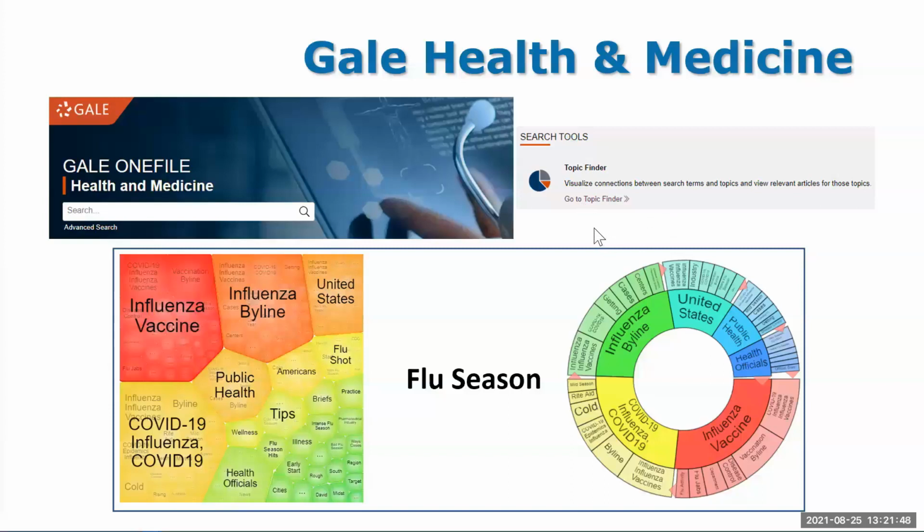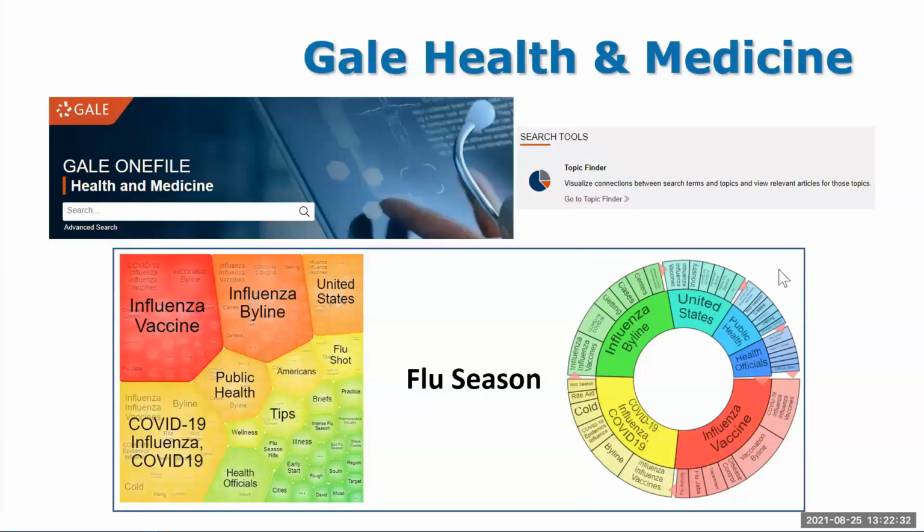Topic finder is a way for you to see how things are a little bit interrelated. In my case, I searched for flu season, and you can visualize. It's got two visualizers here. One on the left is more the box, and then the right is the wheel. And according to the way it is laid out, if you'll notice that under the influenza vaccine, there is other information related to that, and that is how you can find multiple resources all related to the one topic.